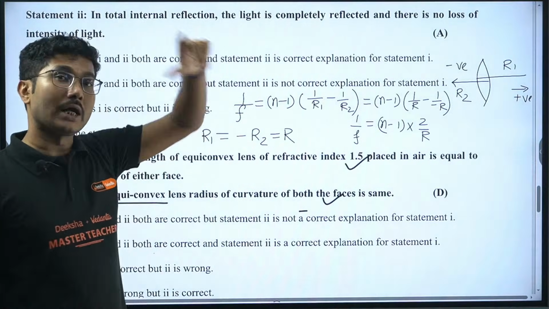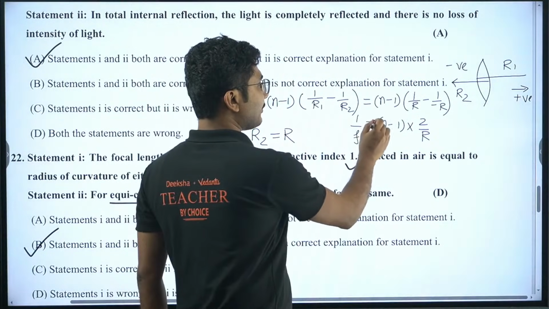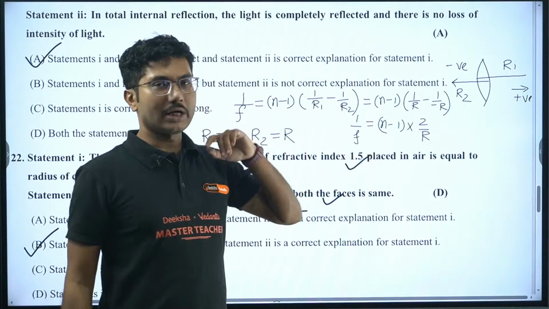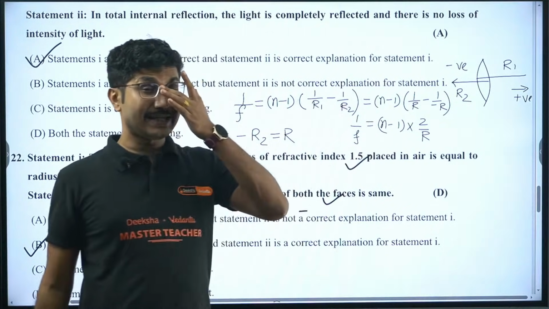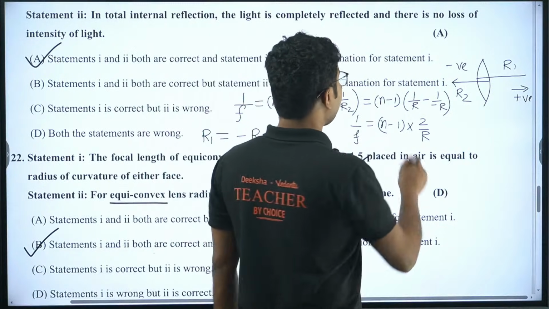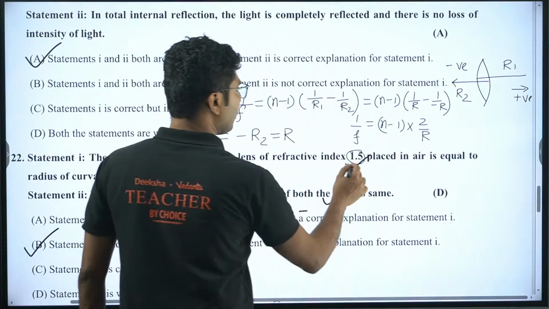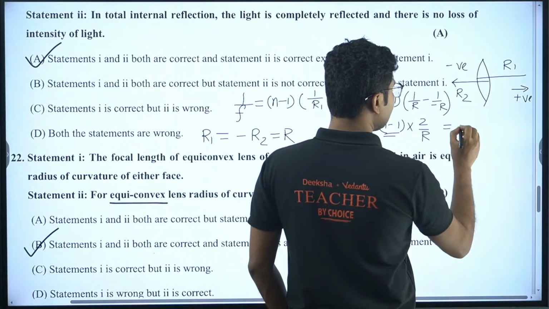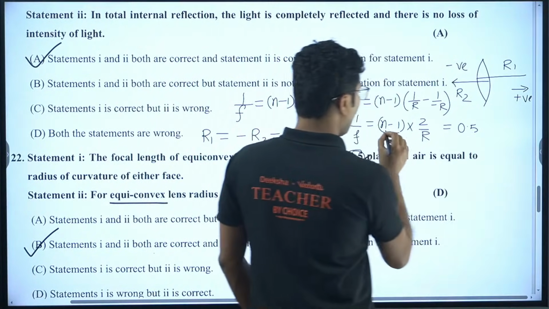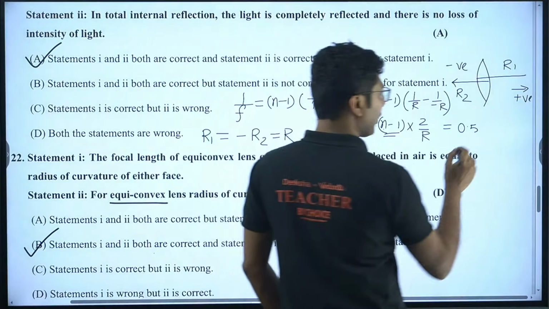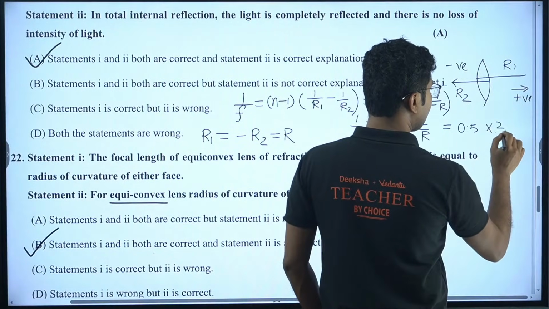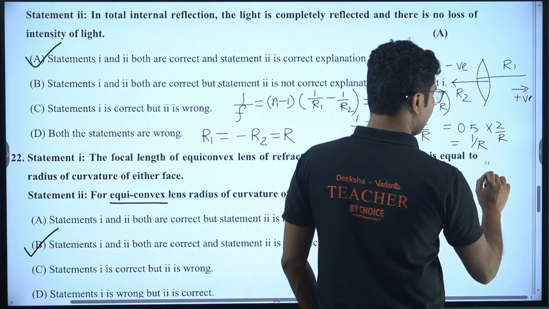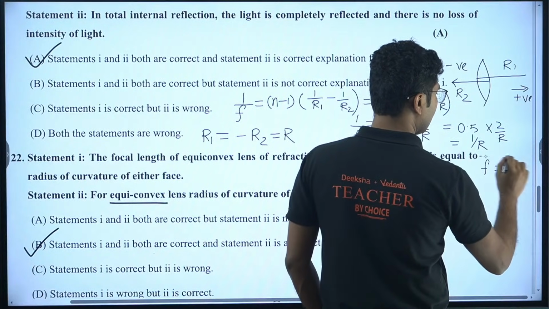For any equiconcave lens, you have to add a negative sign. Both will be negative, so the negative sign will be common, so negative you have to take common. Other than that, formula will be same. Now if you put n equals 1.5 in this equation, you will get 1.5 minus 1 is 0.5 into 2 by r, that is 1 by r. That is f equals r.